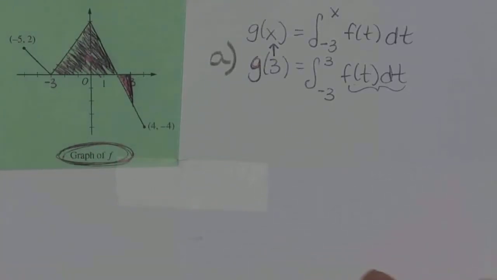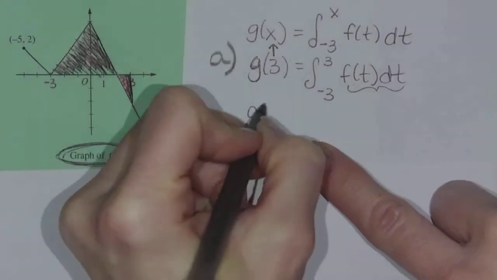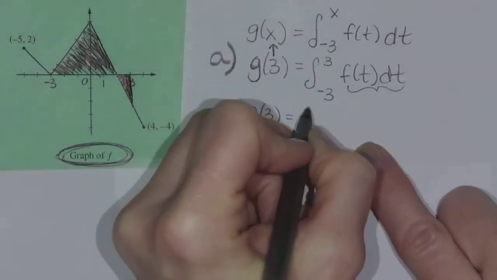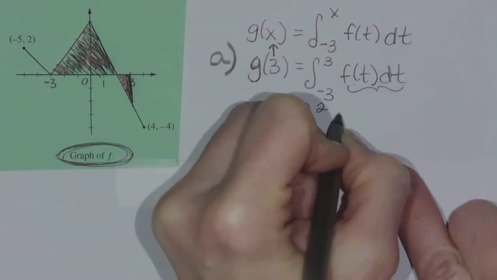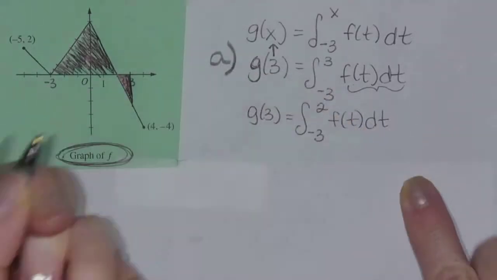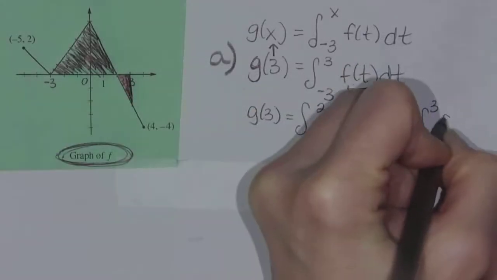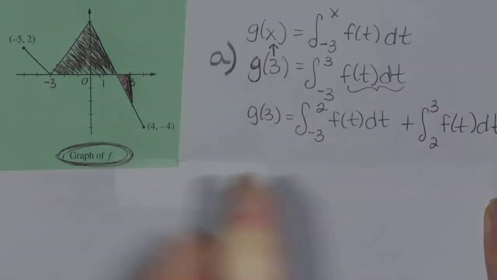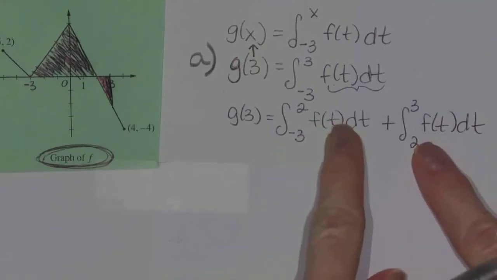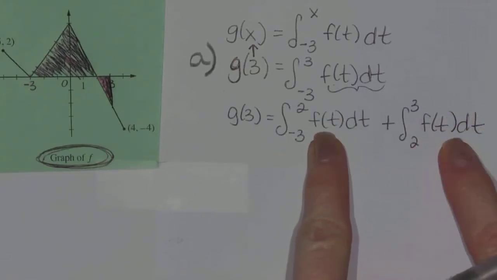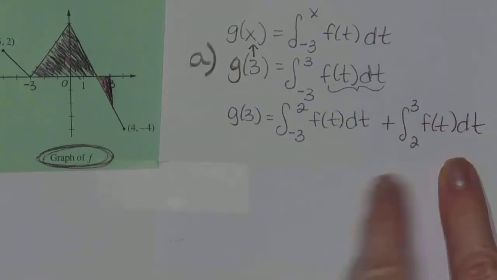Okay, so the first thing I'm going to do now that I have that shaded in is break this down and say that g of 3 can now be written as the definite integral from -3 to +2 of f of t dt, and then added to the definite integral from 2 to 3 of f of t dt. And I'm just doing that because these are 2 different triangles. This is the one above the x-axis, this is the one below the x-axis. So now geometrically, I'm going to find these signed areas and add them together.